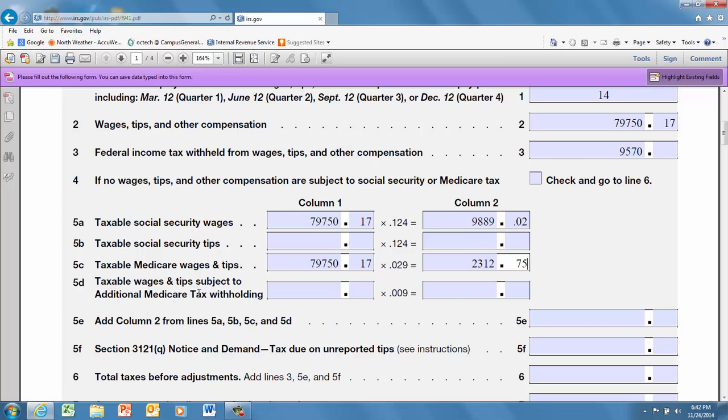This is the wages and tips subject to additional Medicare tax withholding. And we talked about if someone makes over $250,000 in wages, or they're single and they make over $200,000, then they have to take extra Medicare out. So we don't have any of those, and so we'll leave that blank. It says add column 2 from 5A, B, C, and 5D. And so we get 12,201 and 77 cents.